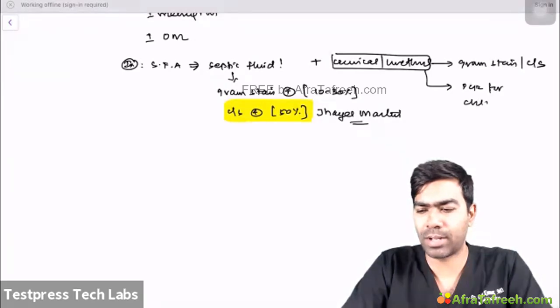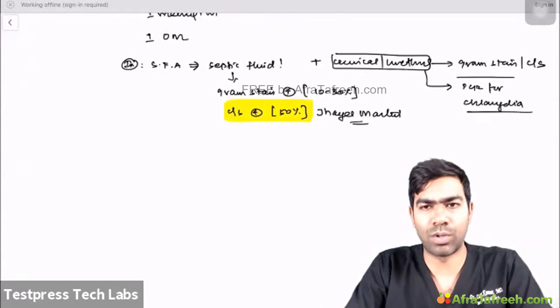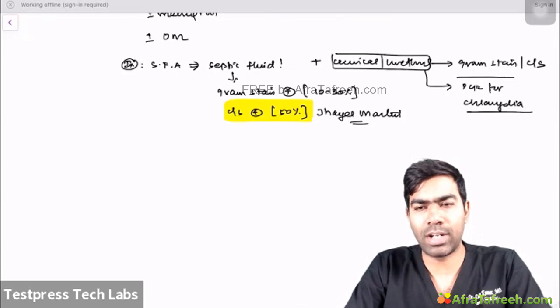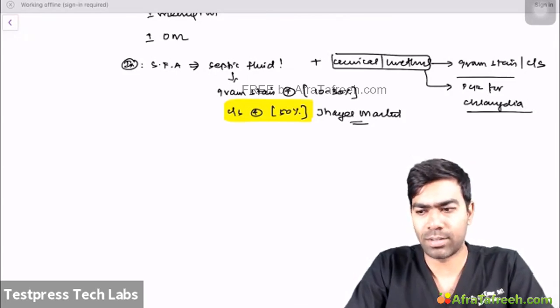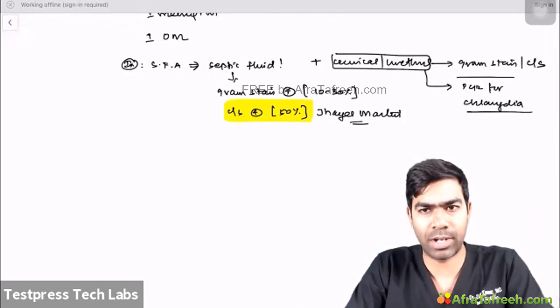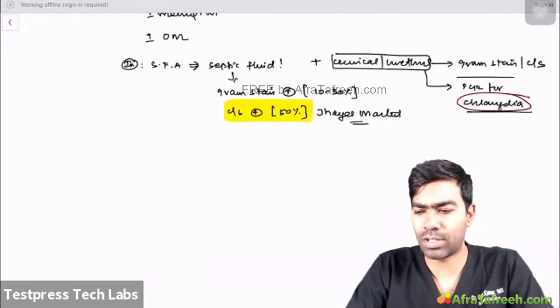PCR for chlamydia. This is a very notorious organism. Many times in STDs, along with gonococcus, you can have chlamydia also. If you don't have gonococcus, then chlamydial infection alone will become a non-gonococcal urethritis. But if you have gonococcus, there can be associated chlamydia. So that's why, being a very notorious organism, you always do a PCR.